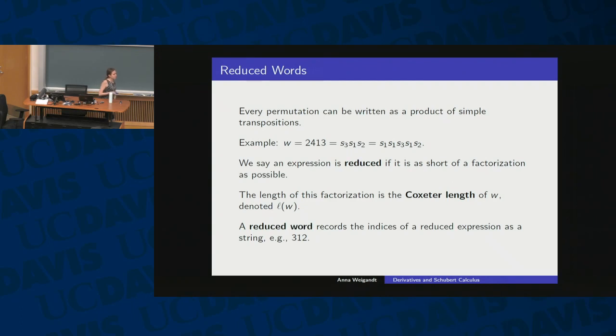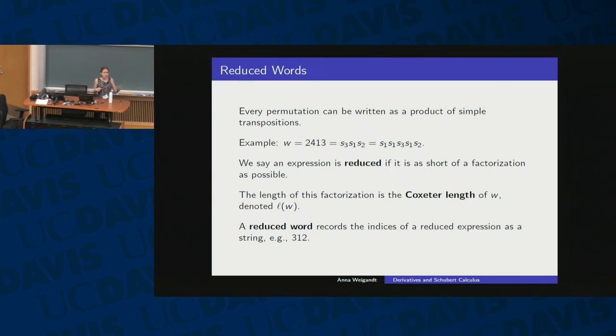So just a reminder, reduced words: every permutation, we can write it as a product of simple transpositions. These simple transpositions are generators for the symmetric group. We could write them very efficiently, or we could write them with some redundancy. An expression is called reduced if it's as short a factorization of our permutation as possible.